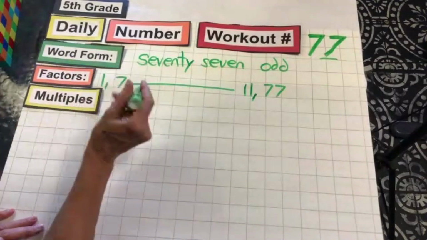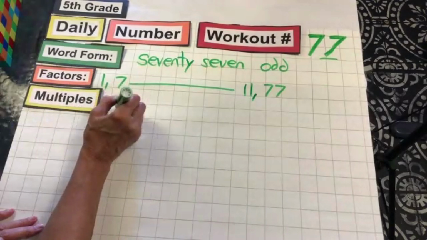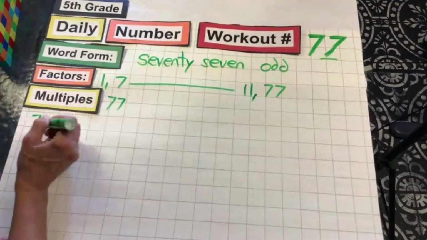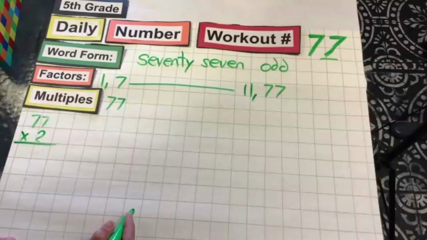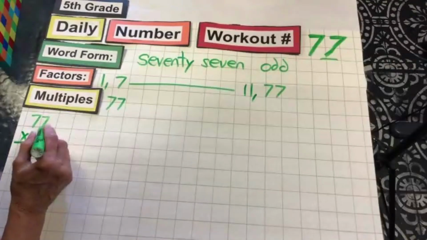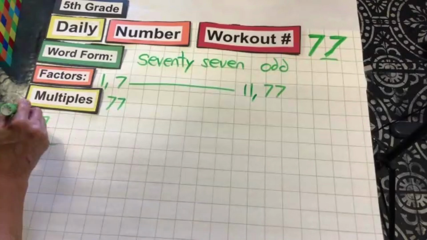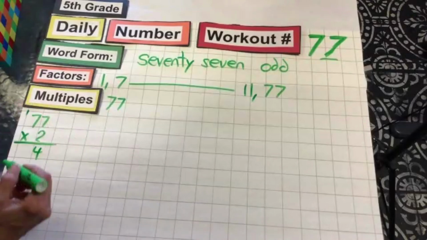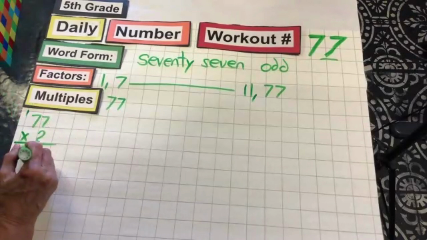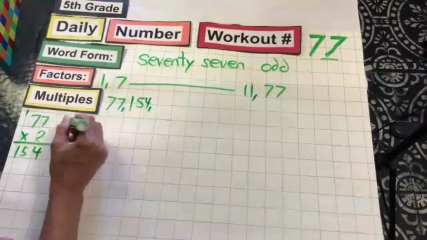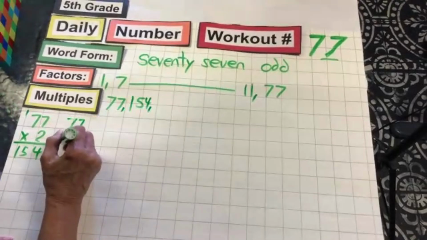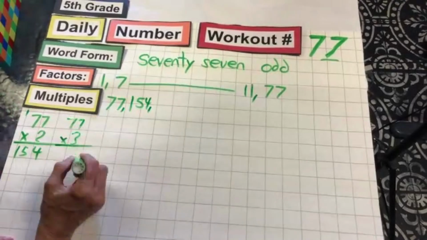Let's go for multiples. 1 times 77 is 77. Let's start our multiplication. 2 77s. Then we're going to get really good at our 7s here. 2 times 7 is 14. Drop the 4, carry the 1. 2 times 7 is 14 plus 1 is 15. So we have 154.